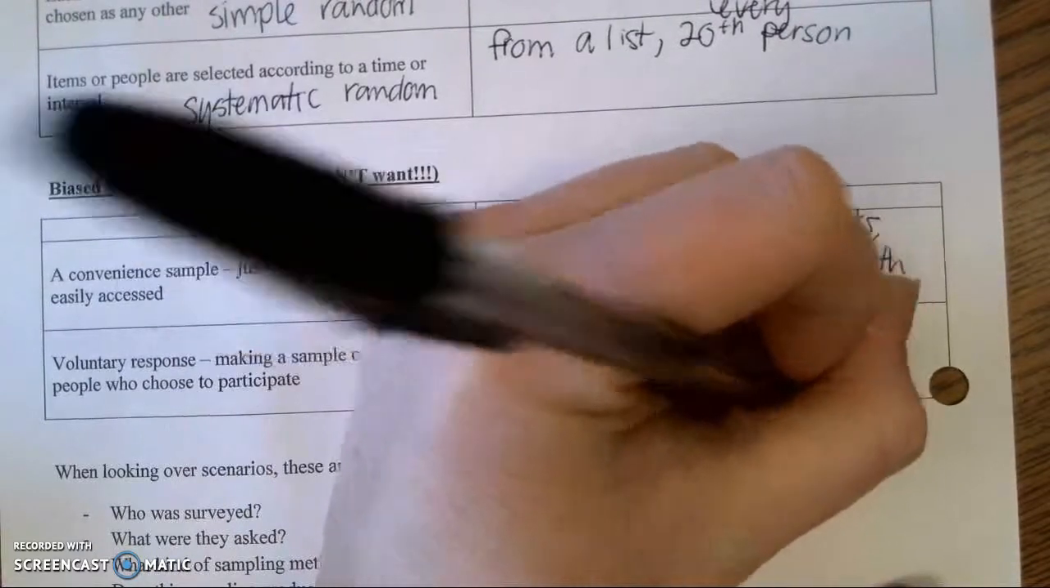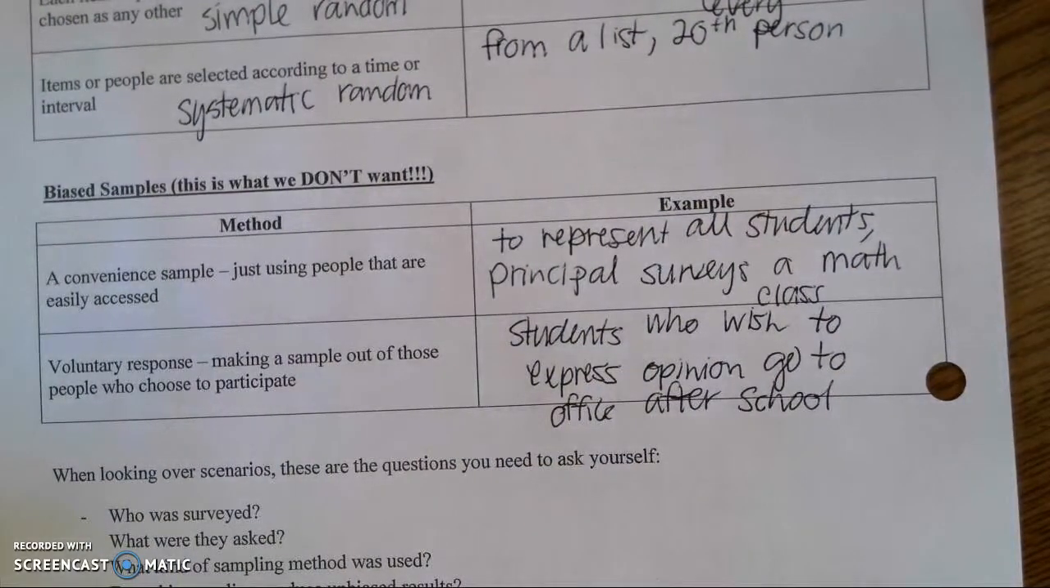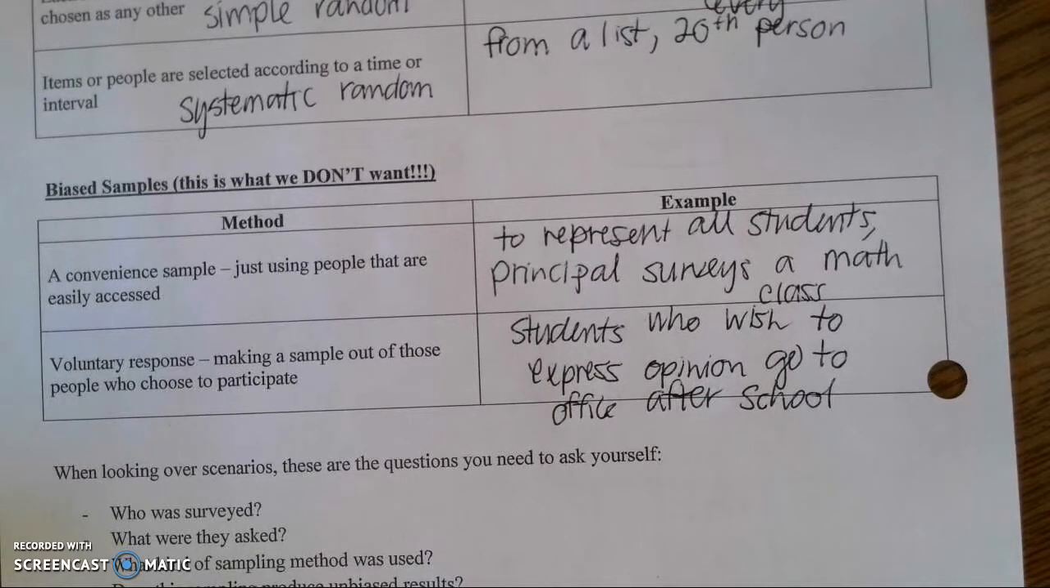Another example of a voluntary response is when you go to the grocery store and they print off a receipt and it says, go online and fill out our survey and give us all 5s and we'll give you, I don't know, like a $5 off coupon for your next visit or something like that. So those are voluntary responses. You don't have to do it, but usually the people that choose to participate are going to have stronger opinions than the ones who obviously didn't choose to participate.